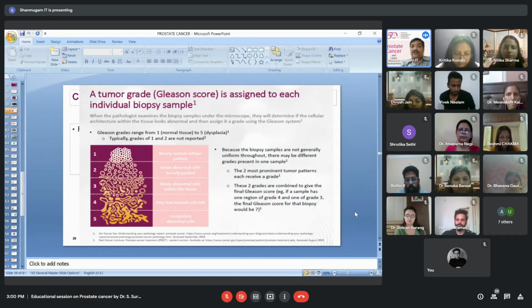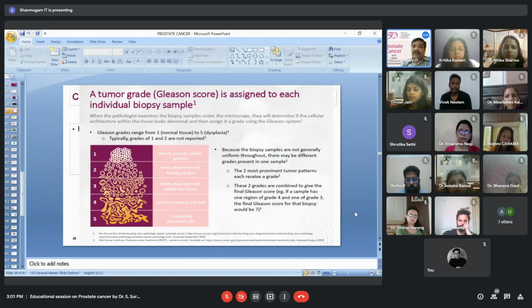The other way also, if the most common is 4, and 3 is the second, it is 4 plus 3 equal to 7. But clinically, 3 plus 4 equal to 7 and 4 plus 3 equal to 7 are not equal. They behave very differently depending on the predominant grade of the Gleason. If 4 is the predominant, then those patients behave worse than patients who have a predominant grade 3. So Gleason 7 is a gray area in which you have to be very careful.